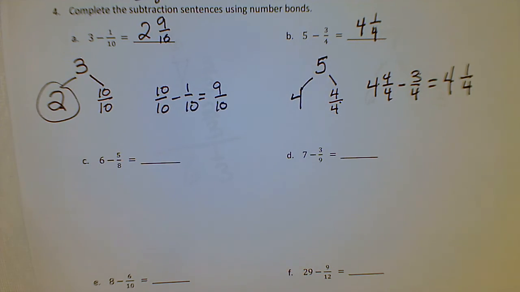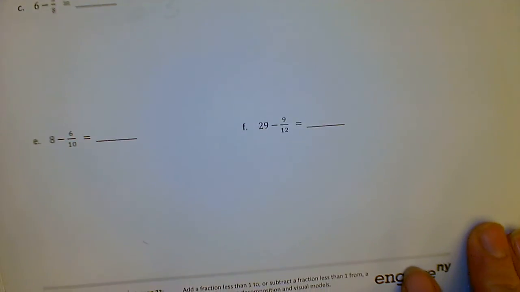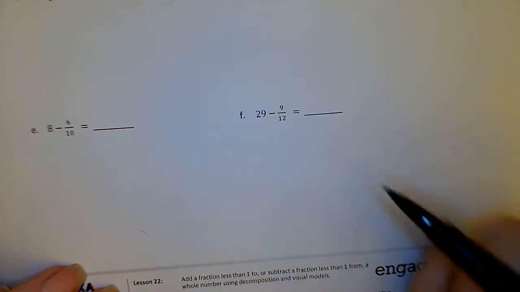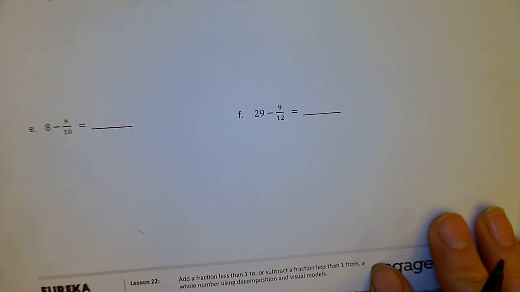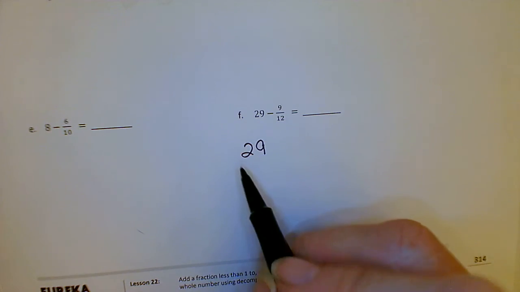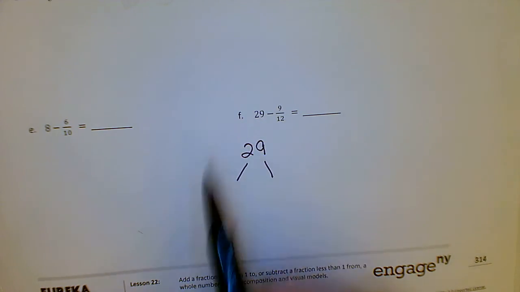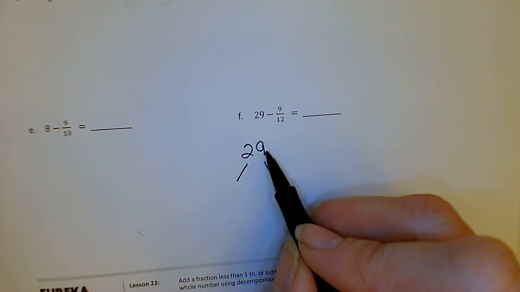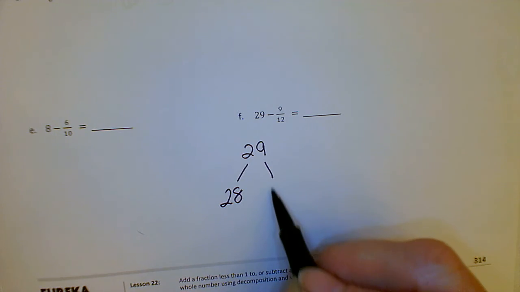All right, I'm going to do one more, and then you are going to be off on your own. Let's jump up to the last one. Let's take a look at F. So here we have 29. Oh my goodness, you so do not want to be drawing tape diagrams and number lines at this point. So let's take our 29 and make a number bond. We're going to have 29 here. We're going to put 28 of them here. We're going to have 1 left over here.